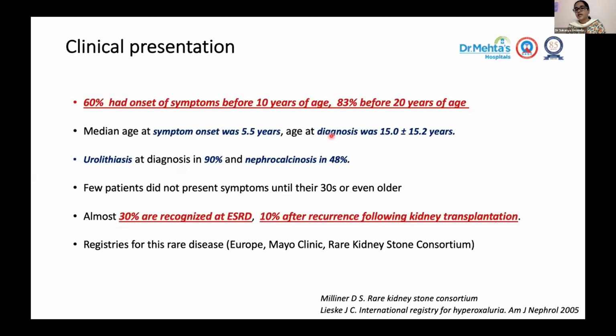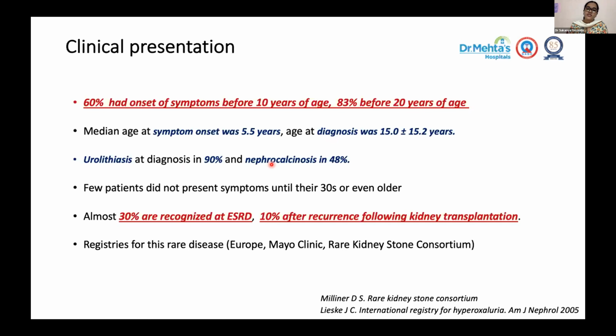But the age at diagnosis of this condition as primary hyperoxaluria, or the definitive diagnosis, is somewhat delayed, around 15 years of age. There are also some patients who do not present with symptoms even till 30 years or sometimes even older. It's by chance they are detected, even asymptomatically or pre-symptomatically.